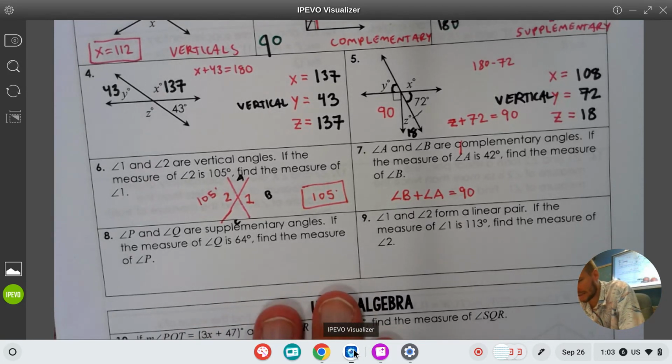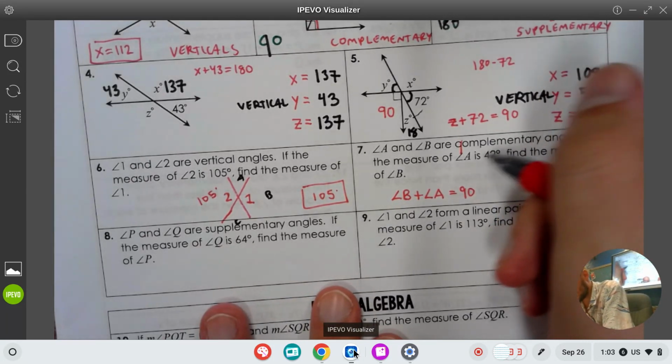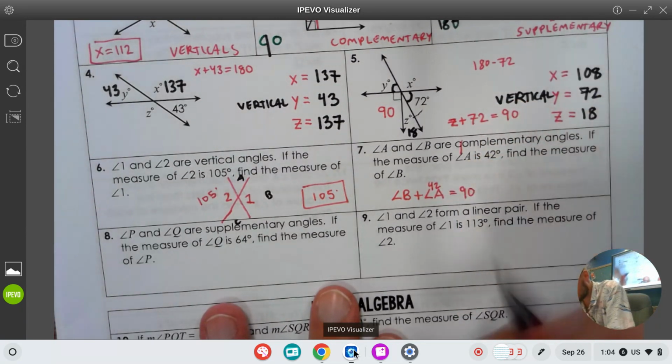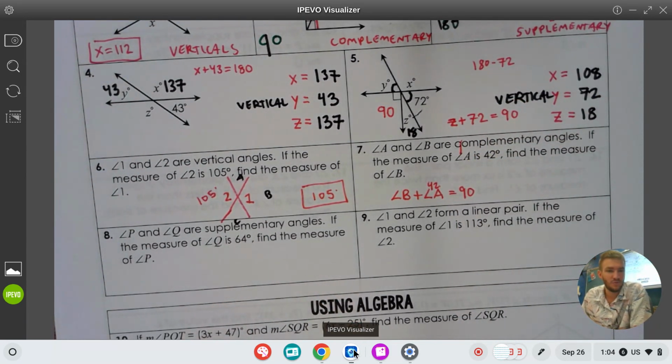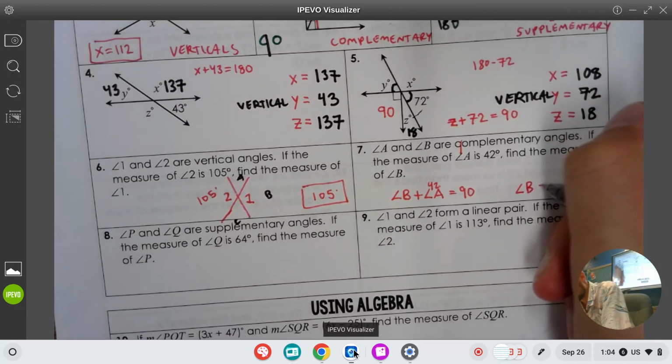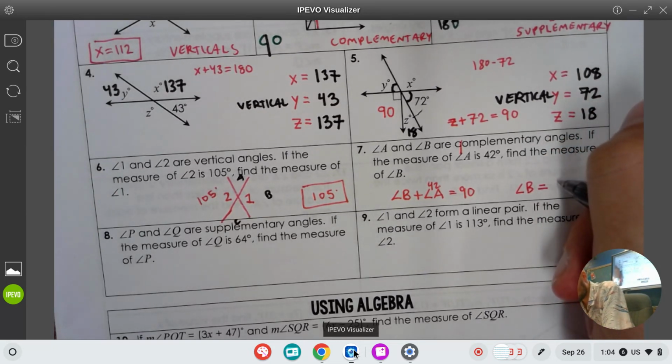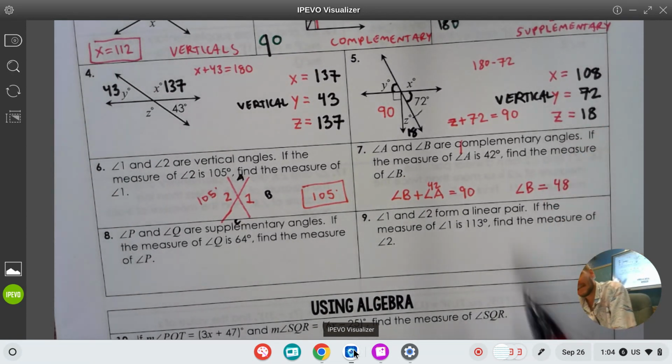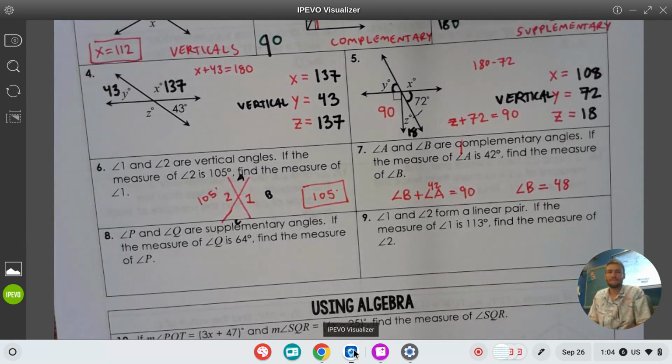And so if we figure this out, angle A, which is 42, we can subtract that 42 to the other side. Angle B is going to be equal to 48. That's our 90 minus 42. Again, not a super long question, not one that's really blowing our mind.